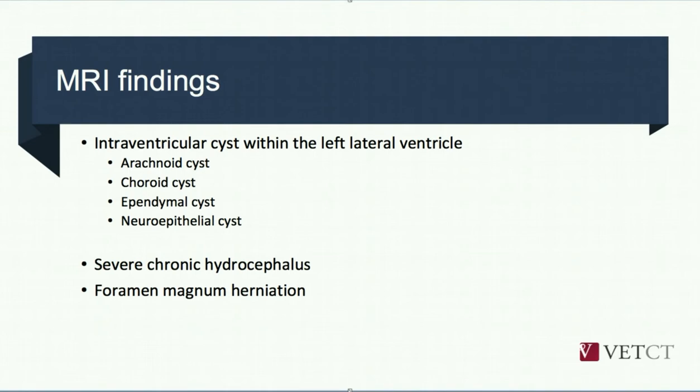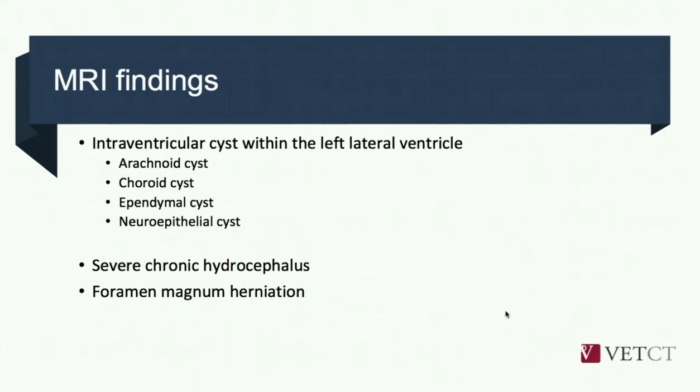Potential differentials would include an arachnoid cyst, a choroid cyst, ependymal cyst, or neuroepithelial cyst as the primary differentials. Differentiating these intraventricular cysts is essentially based on histology, and there really isn't any reliable way to differentiate them on imaging. The cyst is causing severe chronic hydrocephalus and secondary foramen magnum herniation. Given the age, it's likely that the cyst is congenital and would certainly explain the neurological signs.